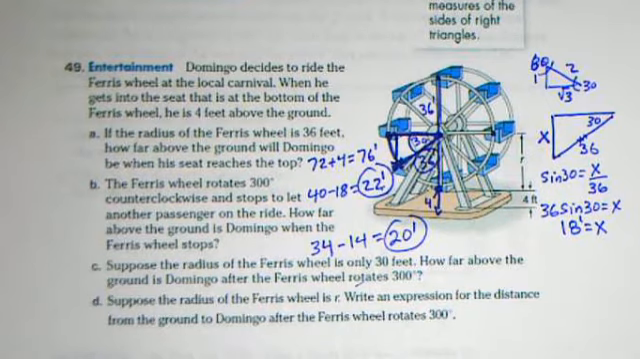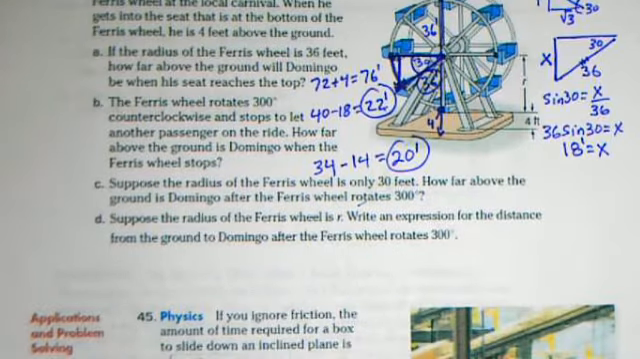Part D. Suppose the radius of the Ferris wheel is r. Write an expression for the distance from the ground to Domingo after the Ferris wheel rotates 300 degrees.